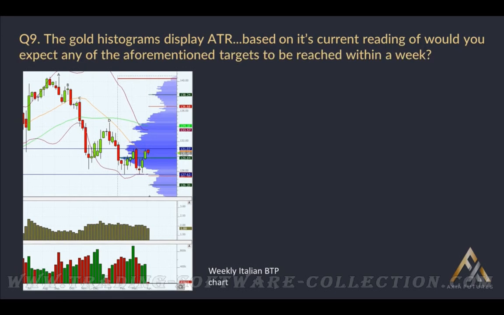And finally, based on the ATR, the gold histograms, would you expect it to reach any of the aforementioned targets within a week? So your ATR is 1.88. The break of the double bottom pattern comes at 131.07. So if you add the 1.88 to 131.07, you get 132.95, which, as you can see, is not going to reach point D, and obviously it would not reach any of the other patterns. So the answer to that is no.